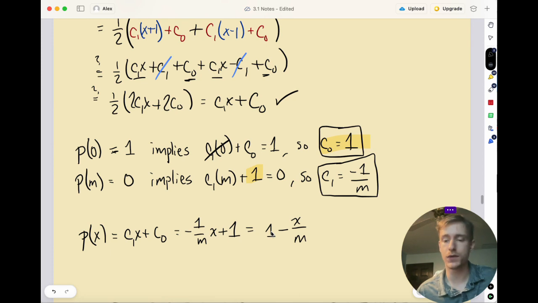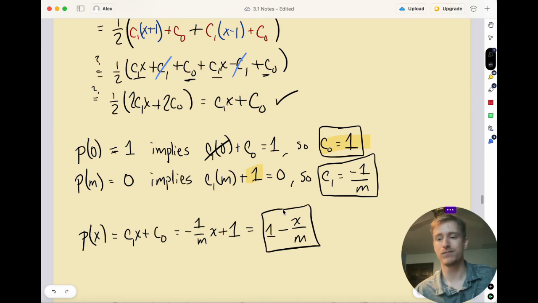And even though it looks a little weird, this function is linear exactly as we predicted, and that's the answer to that question. Hopefully that was helpful.